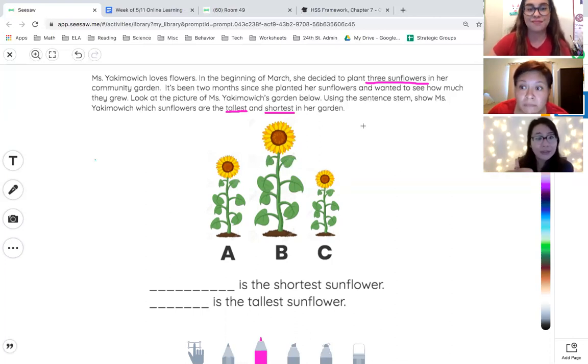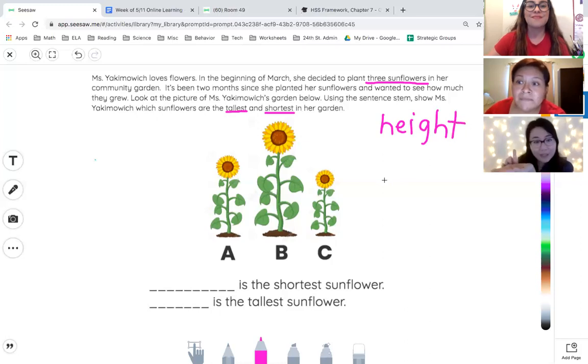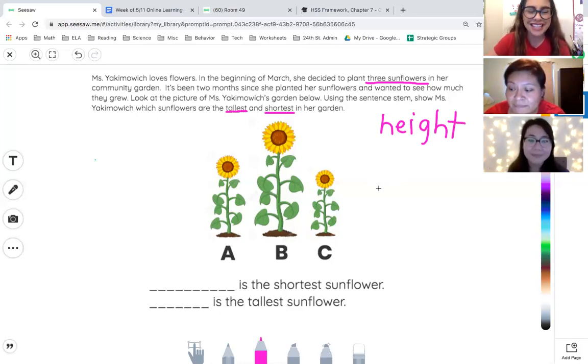So I'll be looking at the tallest, which one's growing the highest, or which one's growing the shortest, which is just a little bit. So shortest and tallest, that's what I'll be looking at. Perfect. Thank you, Miss T.